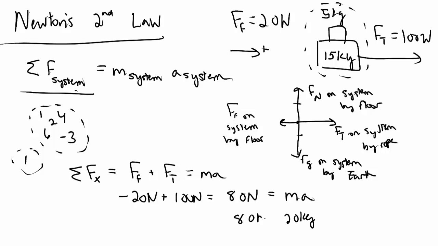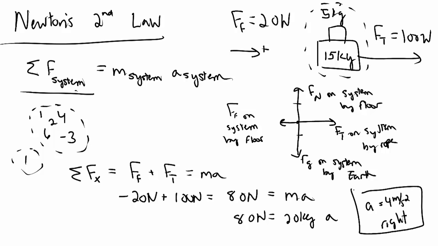And our net force on that system is 80 newtons, which equals 20 kilograms times the acceleration. That means our acceleration has got to be 4 meters per second squared to the right. And it seems pretty reasonable. The tension force here is a lot bigger than the friction force, so it makes sense that it's going to accelerate in that direction because it's an unbalanced force. And the number 4 meters per second squared seems fairly reasonable.